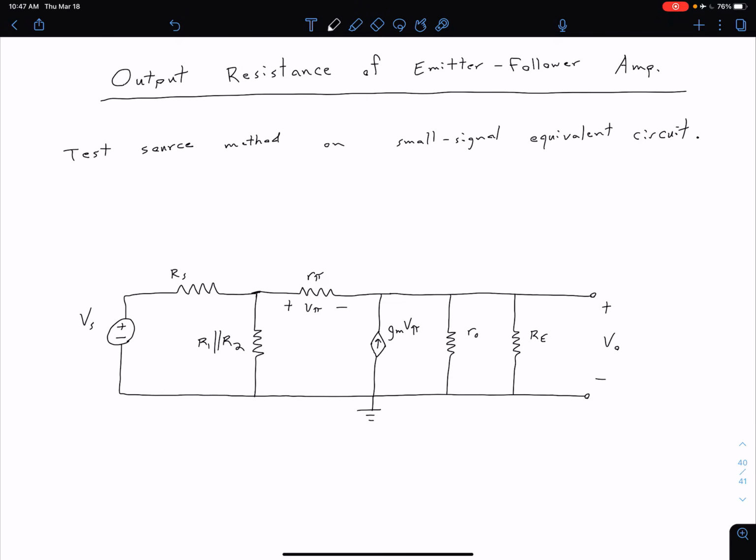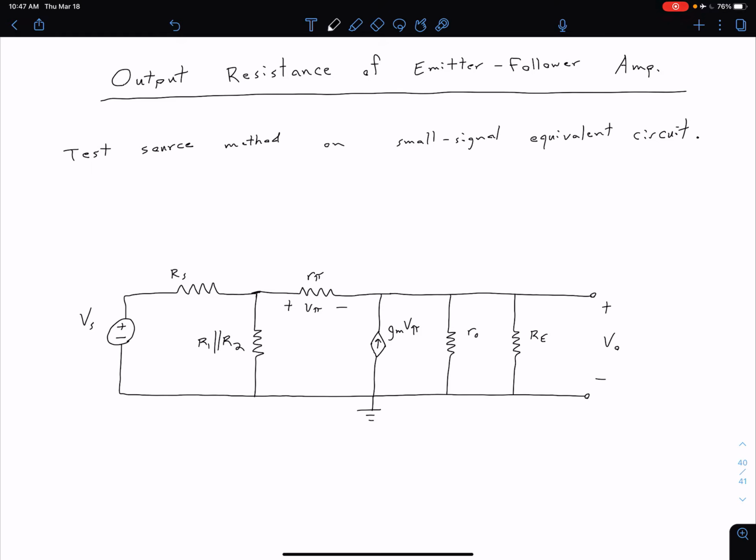So to get a better understanding of why our emitter follower or common collector amplifier configuration is useful, let's take a look at the output resistance. In order to determine this, we're going to use something called the test source method, and we're going to be applying this to our small signal equivalent circuit, which I've copied here from our previous video.